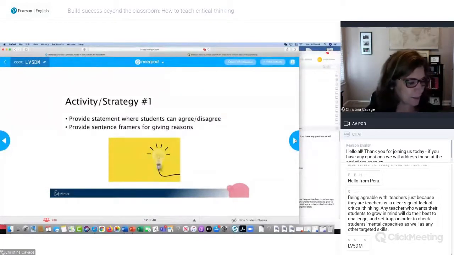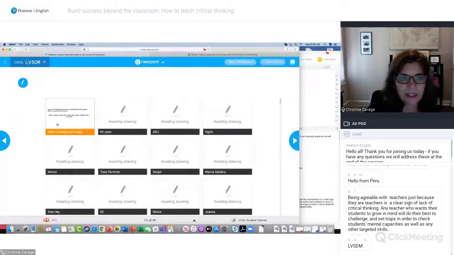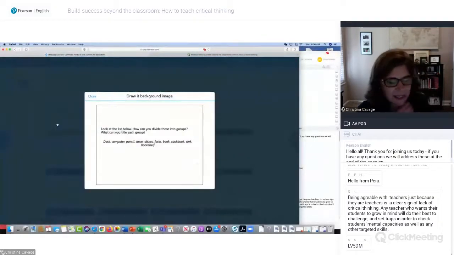So strategy one, we already did, okay? That was simply providing a statement where students can agree or disagree, and in the beginning providing sentence framers for students, giving reasons. Hopefully, after you provide some framers in the beginning, you won't necessarily need to provide framers at the midpoint and end of the course, because students will understand that is the expectation, right?